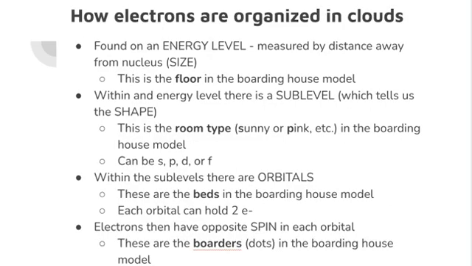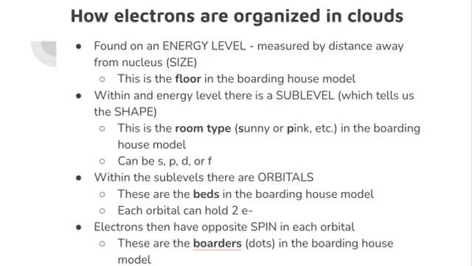So how are these clouds organized? So we have what are called energy levels. This is the distance away from the nucleus. So if you're in the first energy level, you're the closest to the nucleus. If you're in the second energy level, you're next closest. Right, so think of the nucleus as being the front desk of a hotel lobby. And if you're staying on the first floor of the hotel, you're closest to that nucleus or that desk. If you're on the second floor, you're a little further away. And then if you're on the third floor, you're even further away. So each energy level represents a little further out away from the nucleus.